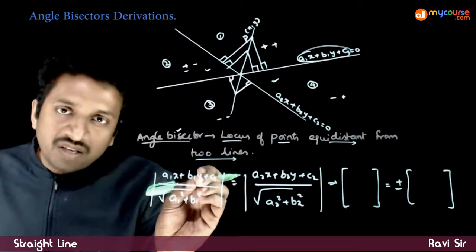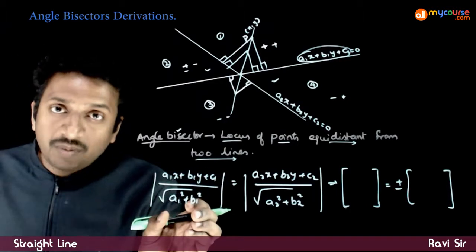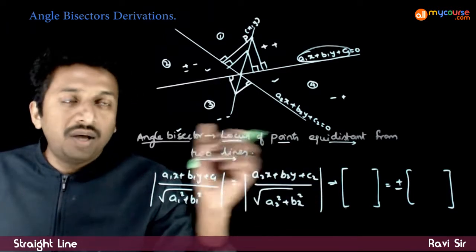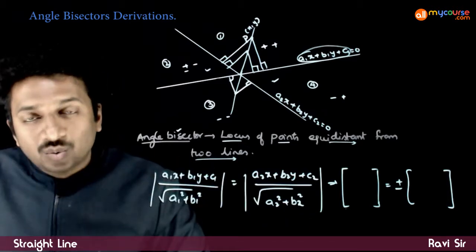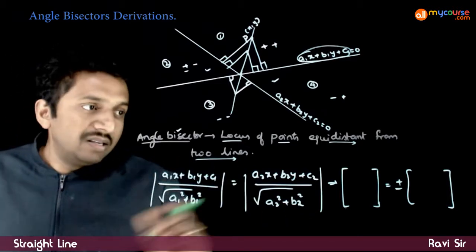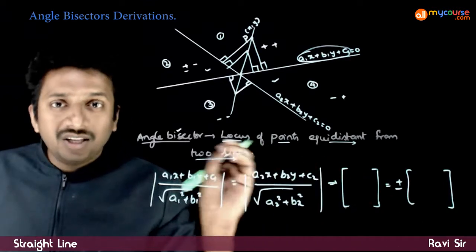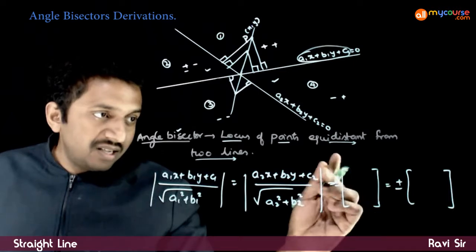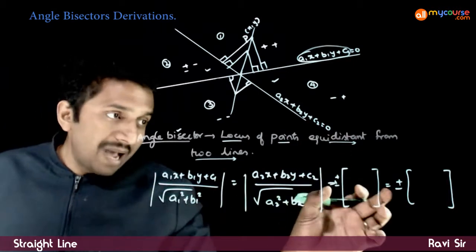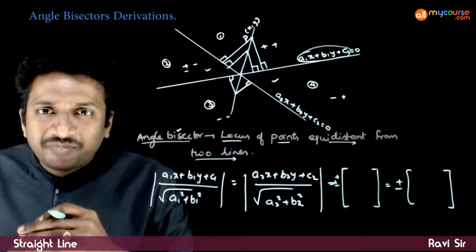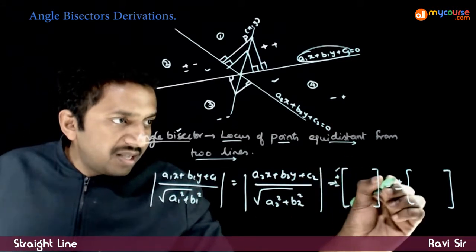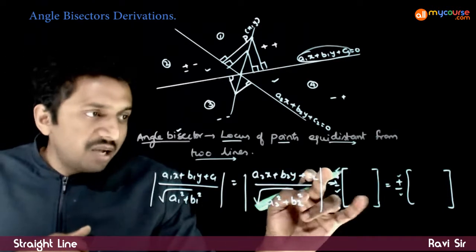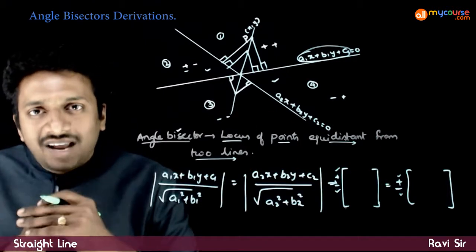So (a1x + b1y + c1) divided by the root of a1 square plus b1 square is equal to plus or minus (a2x + b2y + c2) divided by the root of a2 square plus b2 square. So this will give you the two angle bisectors. Plus equal to plus gives you one angle bisector. Minus equal to minus is also the same angle bisector. So if you take both with the same signs, you get one angle bisector. If you take both of them with opposite signs, you get the other angle bisector.